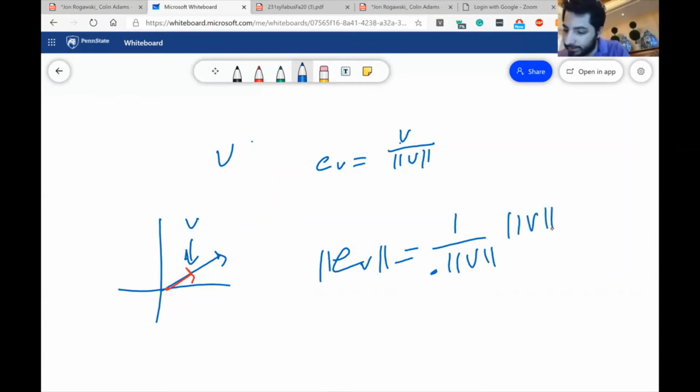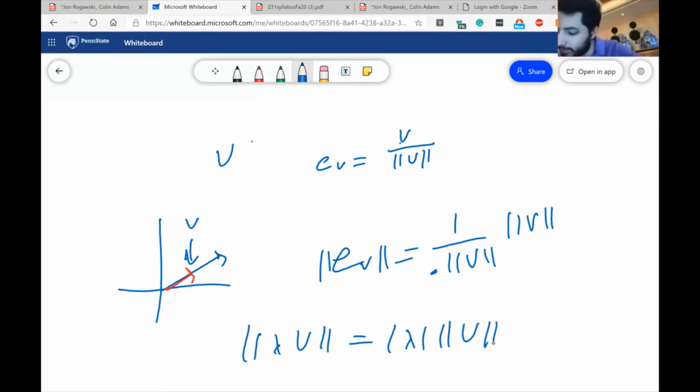So you basically take out this constant, right, if you remember, the magnitude of lambda v is equal to the absolute value of lambda times the magnitude of v. So this over here is my lambda, and I just took it out of the magnitude over here, and so then these cancel, and we are left with 1.